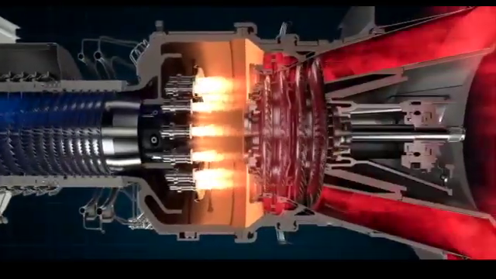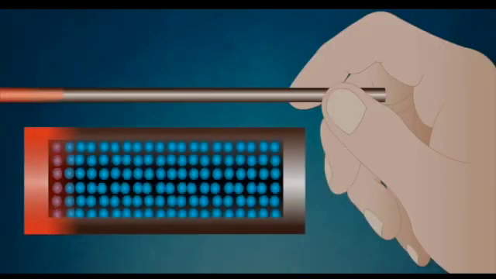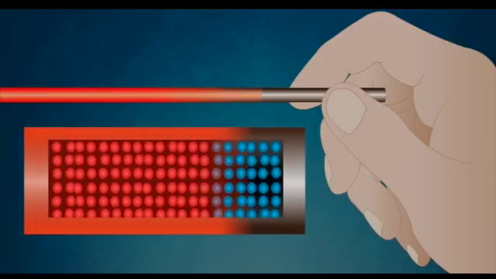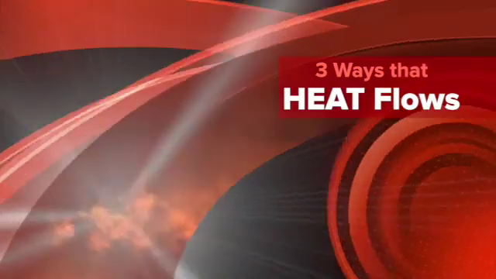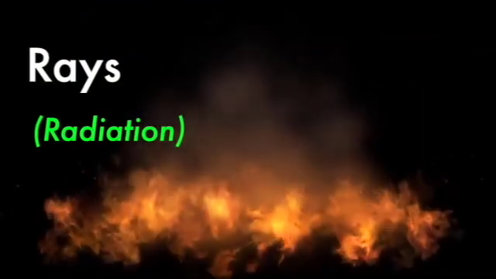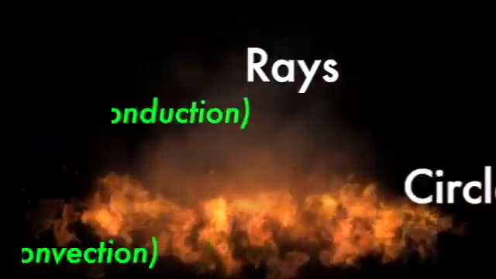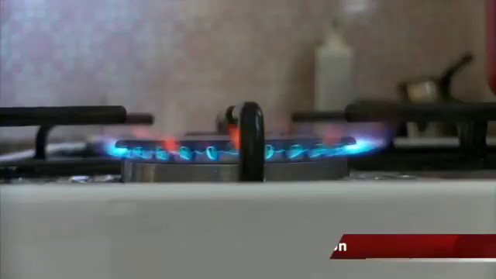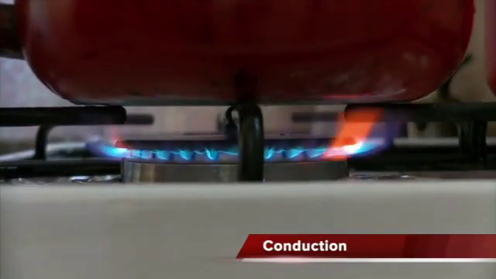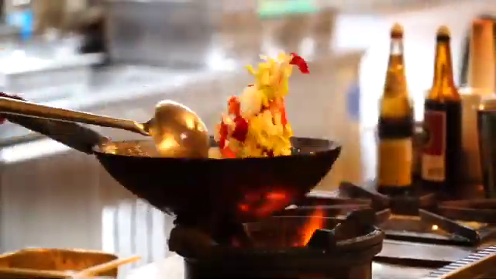Energy is often hot. 5. Heat. Heat is the flow of energy from hot to cold. Temperatures measure how much heat energy objects have. Here are 3 ways that heat flows: rays, touch, and circles. Sun rays shine through space to warm our earth. Heat flows when things touch, like flames to metal pots and pans to cook our food.